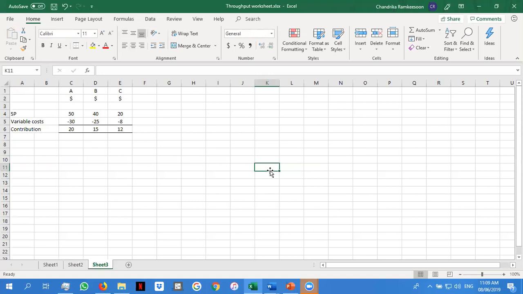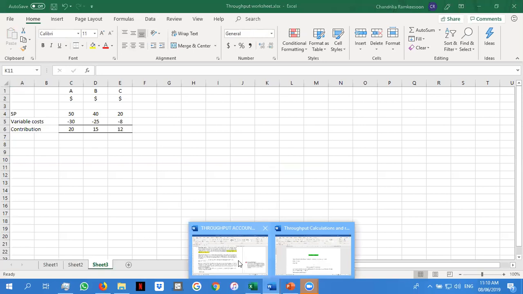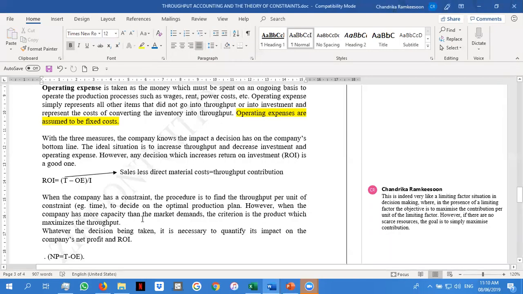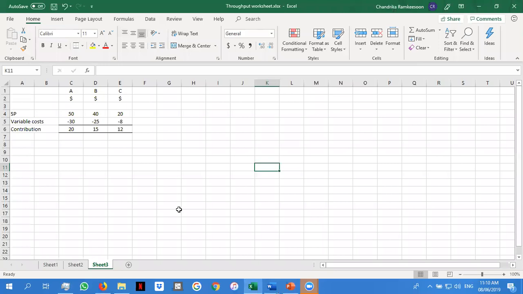Now that is like what we read just now, except of course the only variable cost is materials. When we said on the handout that when the company has more capacity than market demand, the criterion is the product which maximizes the throughput. Sell as much as would increase the contribution. Product A has the highest contribution, so you'll want to sell as much of A as you can. If you know you can produce 10,000 and sell 10,000, you definitely want to do that, then B and C.